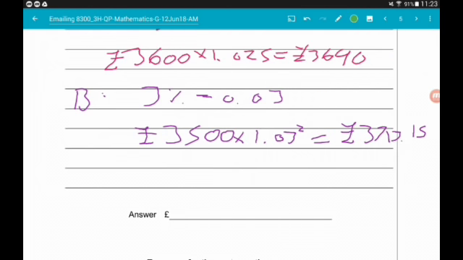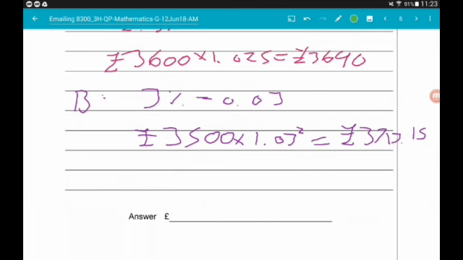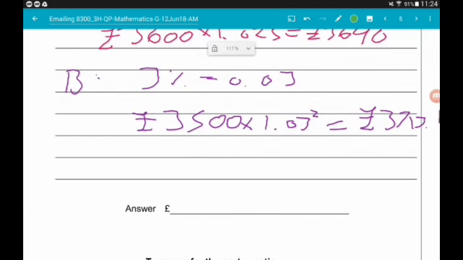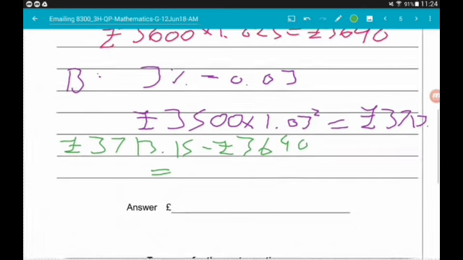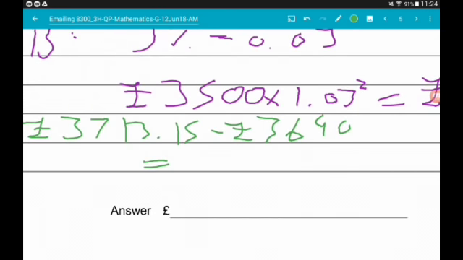So now we have our two amounts from the investments. We want to know how much more investment B is worth than investment A. So we're now going to do 3,713.15 minus 3,690, and that is going to give us £23.15p. So that is our final answer. Cool.